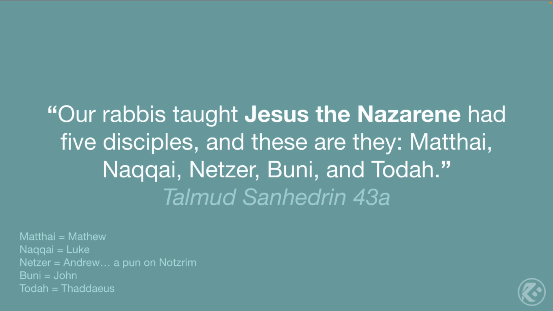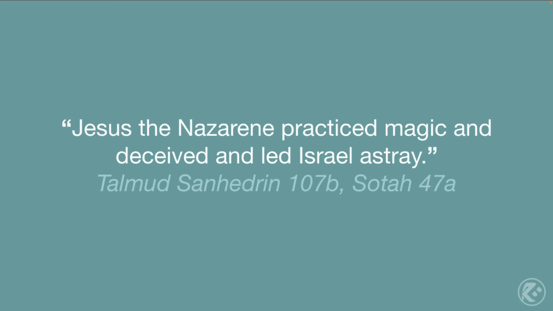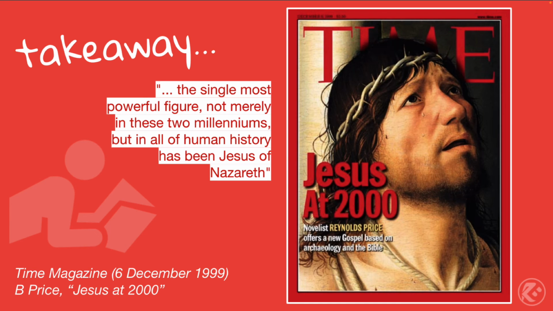And the rabbis taught that Jesus had 5 disciples, right? Matthew, Luke, Andrew, John, Thaddeus, the ones that they had identified here. So again, historically accurate. More than that, they mentioned that he practiced magic and deceived Israel and led Israel astray. So the whole gospel is for the Gentiles and the Jews, right? That's how it all came about. Again, this to me is some of the most compelling, when the Jews say that he was practicing magic, right? When the Jews say that he was healing people. Super convincing for me.